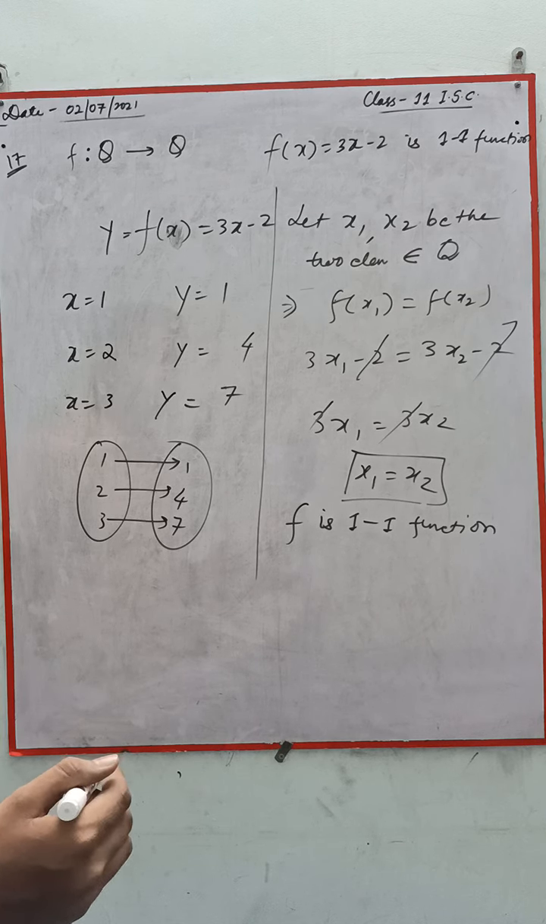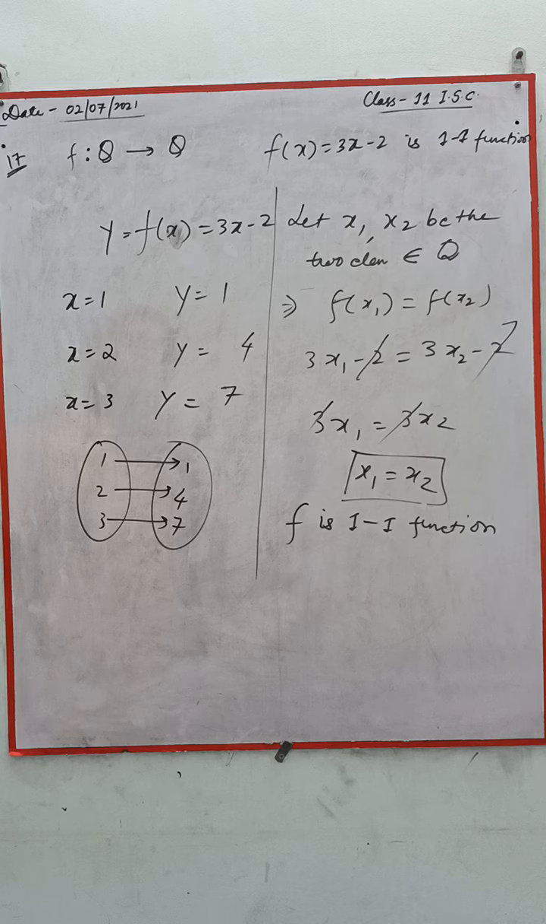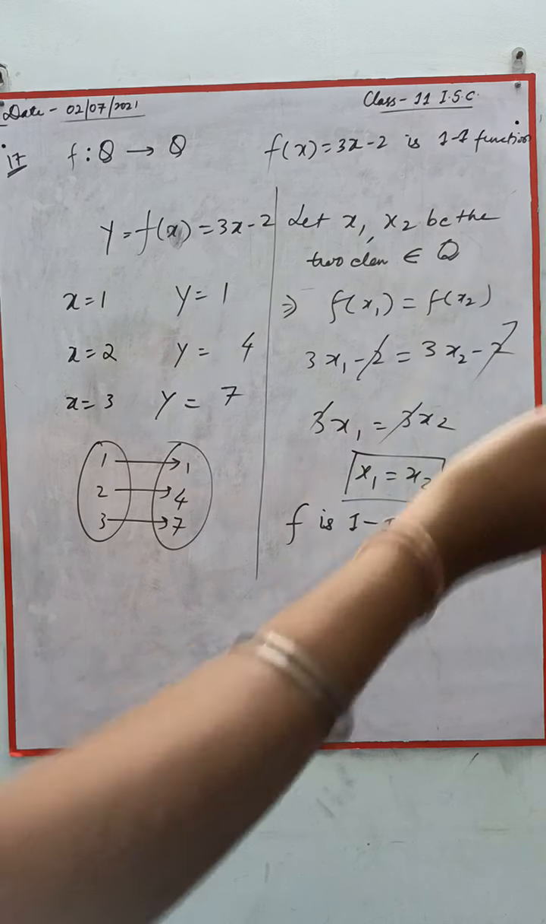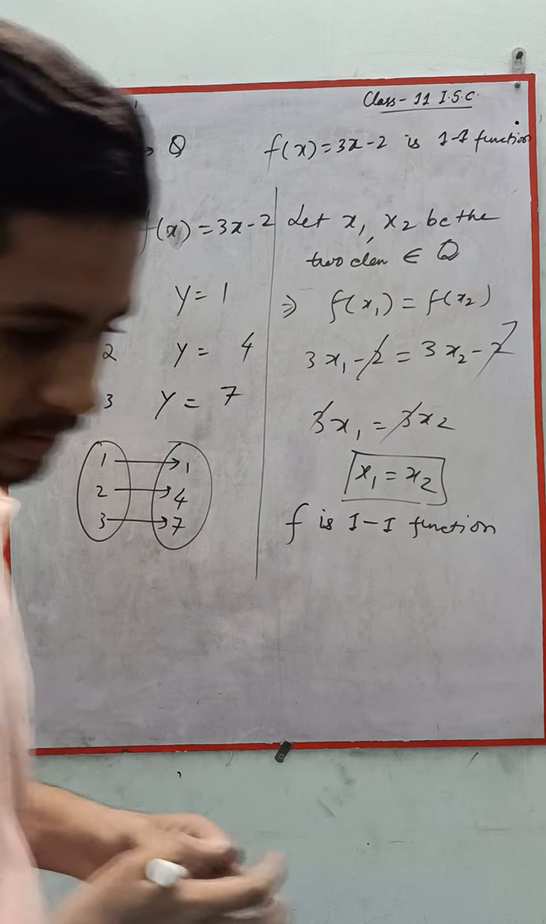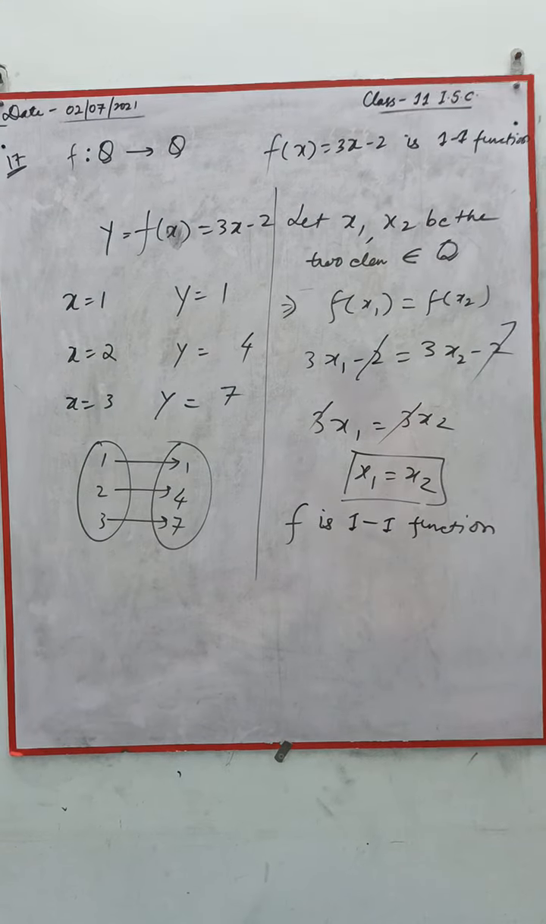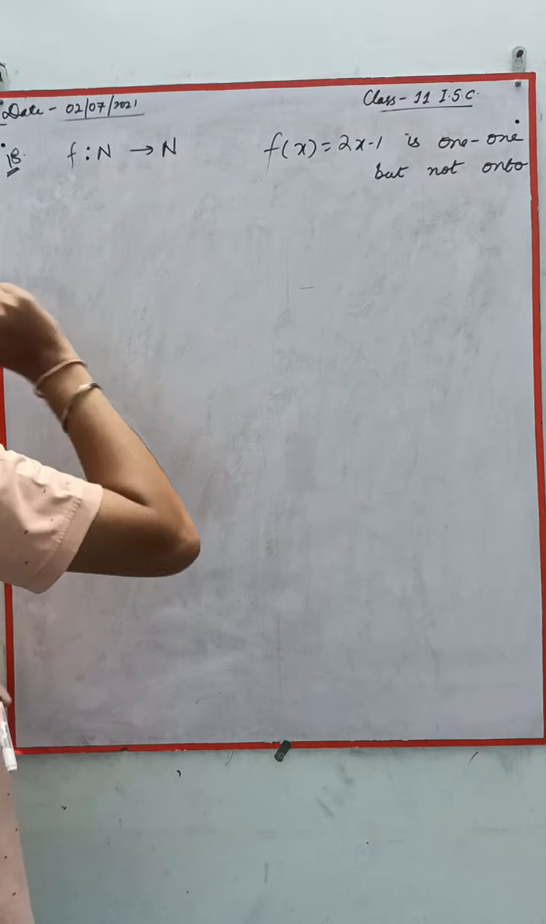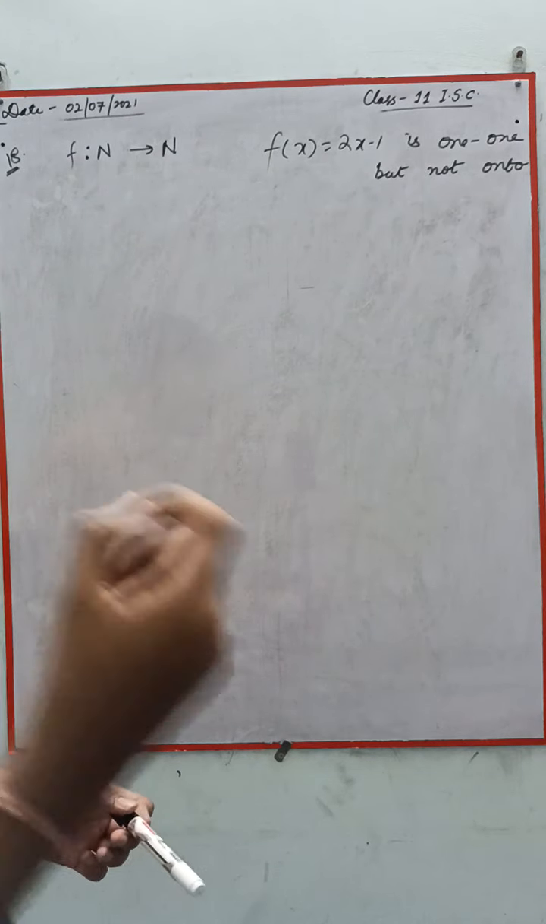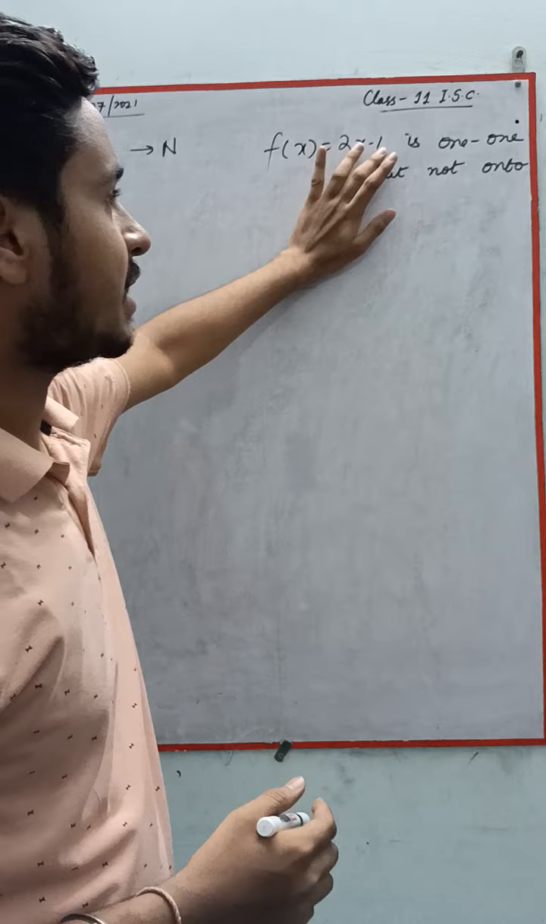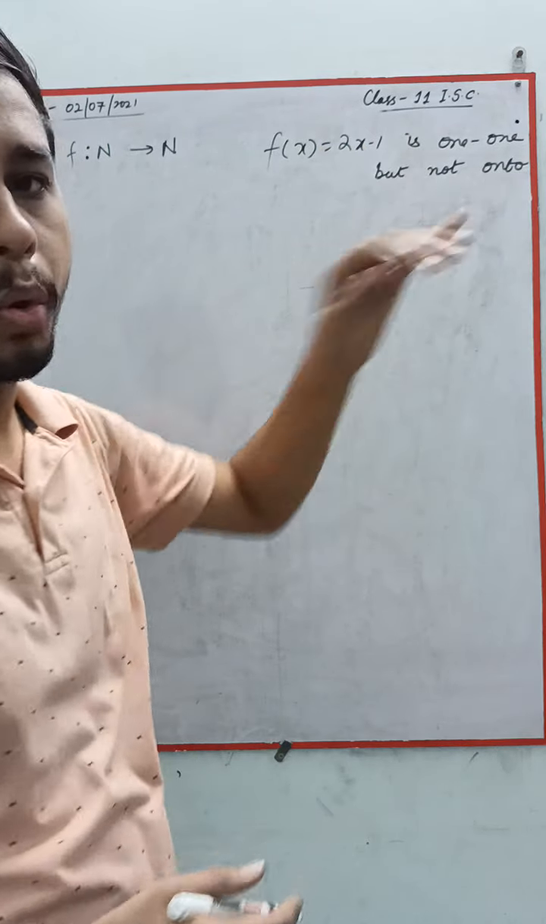Are you getting this? Okay, let's take another question. Here the next similar question I'm taking, but there is some difference. Here f is from N to N, where N is the natural numbers. Your function f(x) is 2x minus 1, which is 1-1 but not onto.